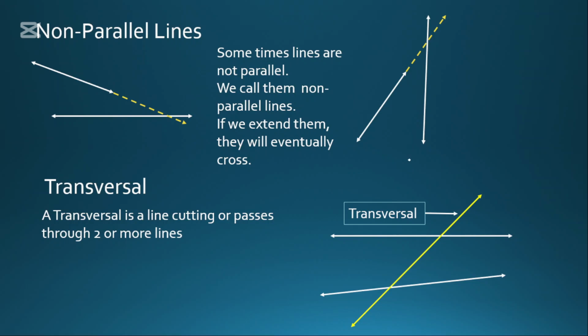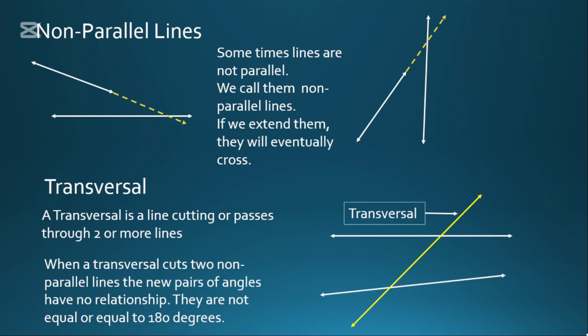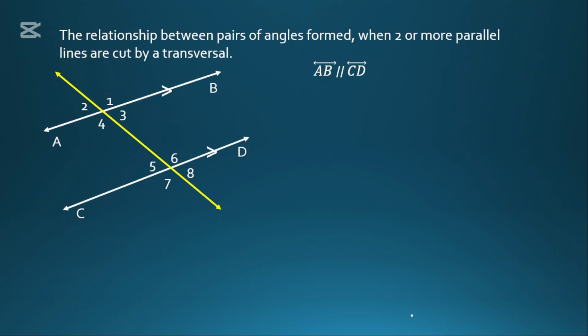Then something else about this figure here. You see the transversal cuts the two lines, and immediately we have many angles here, but no relationship between the new pairs of angles. Now you know already that vertically opposite angles are equal. Adjacent angles add up to 180 degrees. But now we have also quite a number of new pairs, but they will have no relationship if the lines are non-parallel. It's a different matter when the lines are parallel, and we look at that now.